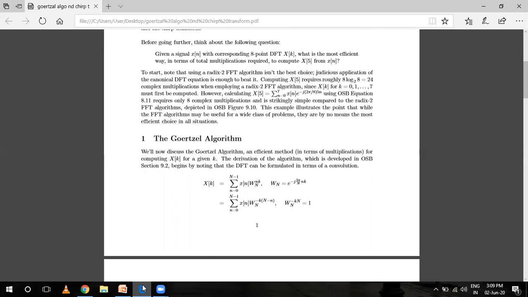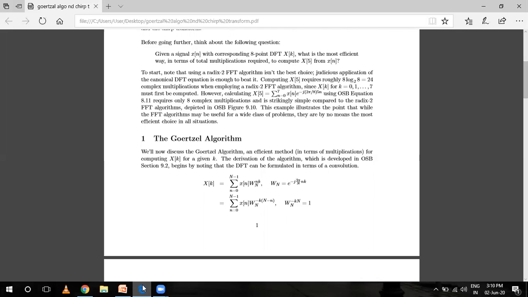Before starting the Goertzel algorithm, I am giving you a review of the previous lecture, that is FFT, DFT, 8-point DFT, 4-point DFT, Radix 4, Radix 2. So when given a signal xn with a corresponding 8-point DFT Xk, what is the most efficient way in terms of total multiplications required to compute that X5 from xn? You know, we did the butterfly questions on DFT and FFT, in which we used Radix 2 and Radix 4 algorithms to calculate X0 to X7 by using the formula N log N. So then there we are using the Radix 2 FFT algorithm.